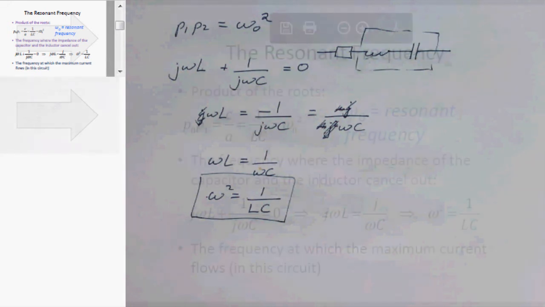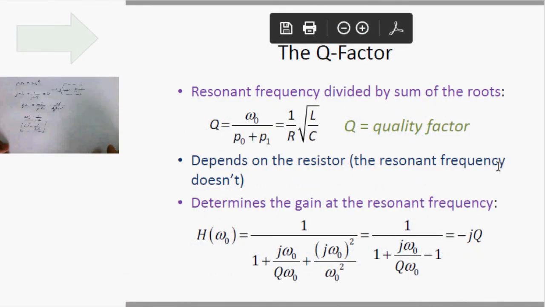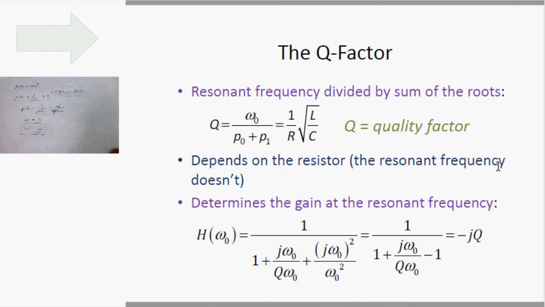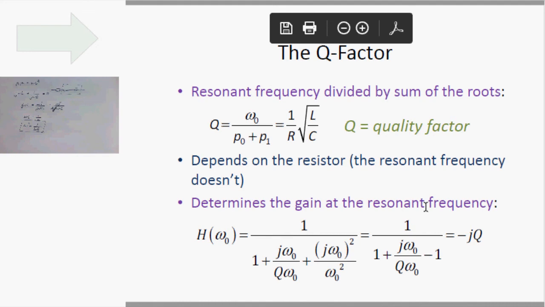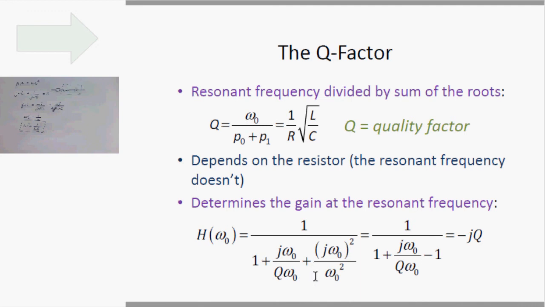Now, the Q factor is the resonant frequency divided by the sum of the roots, if you go through the algebra. But more interestingly, for this circuit, the Q factor is the gain at the resonant frequency. Quite a simple bit of algebra to work this out. If you just put omega equals omega naught in the general expression, we get 1 plus j omega over Q omega naught plus j omega squared over omega naught squared here. These two omega naughts cancel. j squared is minus 1. The plus 1 and the minus 1 cancel out.